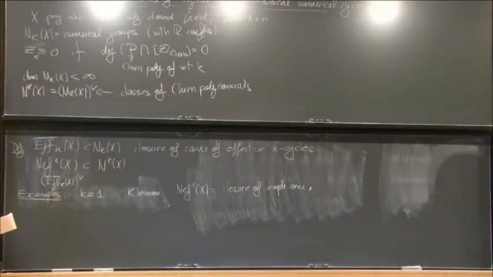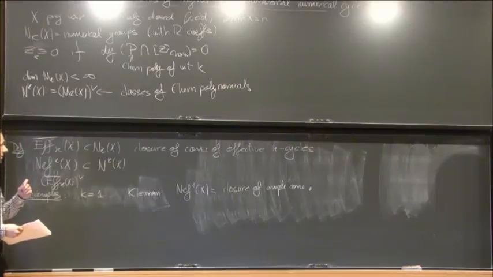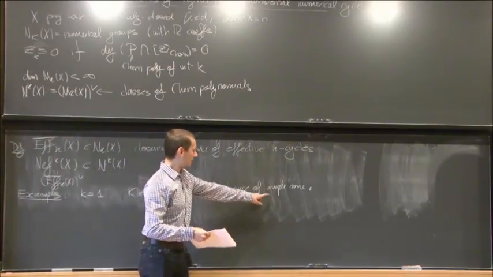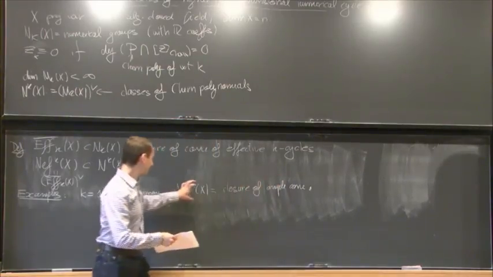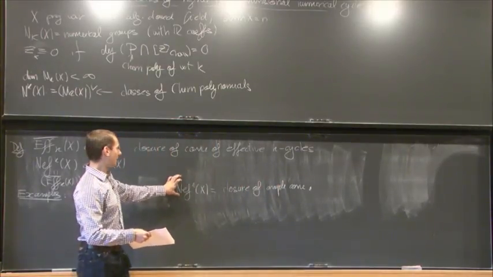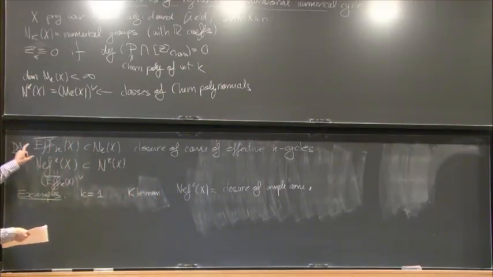And also Kleiman's result tells us why it's interesting to look at pseudo-effective classes. Kleiman's result actually says that the ample cone is the interior of this cone. So then we find why it's interesting to look at pseudo-effective classes. To test that a divisor class is ample, we have to check that it's positive on all pseudo-effective curves. It's not enough to look at effective curves.